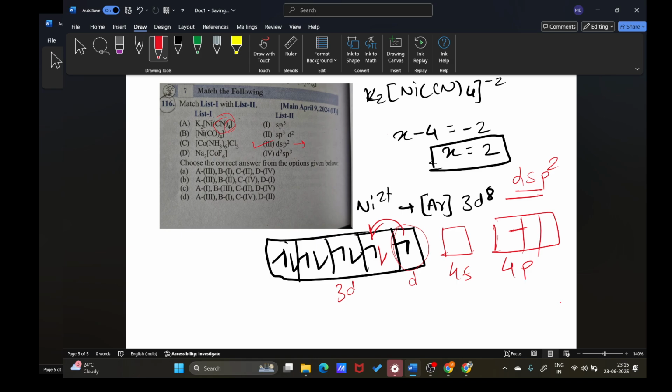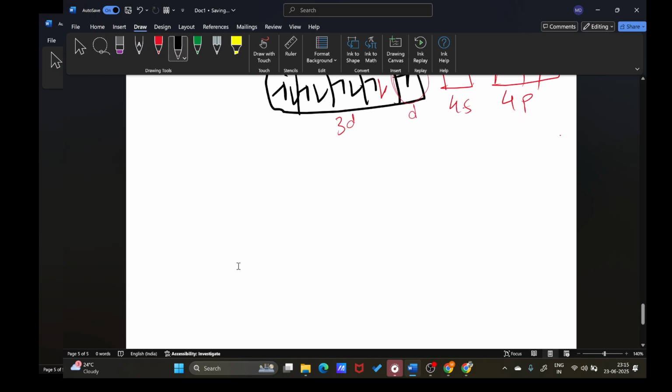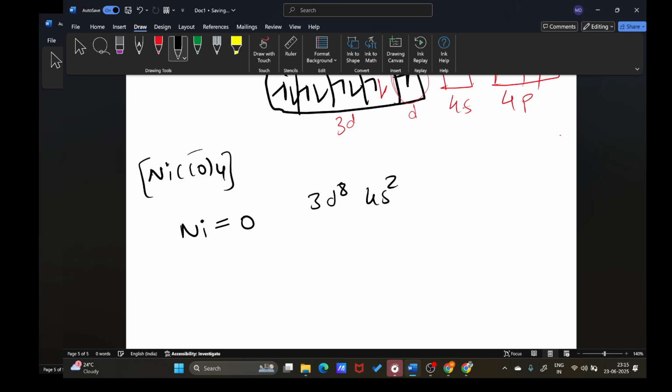Again, it can also be asked. Going on to the next option, that is Ni(CO)4, similar to the earlier problem. Now there is no other thing. Here Ni is in the normal state, that is, the oxidation number is 0. So we have 3d8 4s2, and we have the ligand CO.